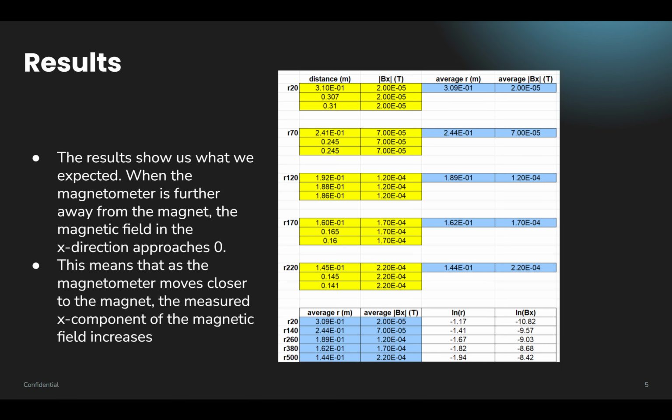Results. The results show us what we expected. When the magnetometer is further away from the magnet, the magnetic field in the x direction approaches 0. This means that as the magnetometer moves closer to the magnet, the measured x-component of the magnetic field increases.